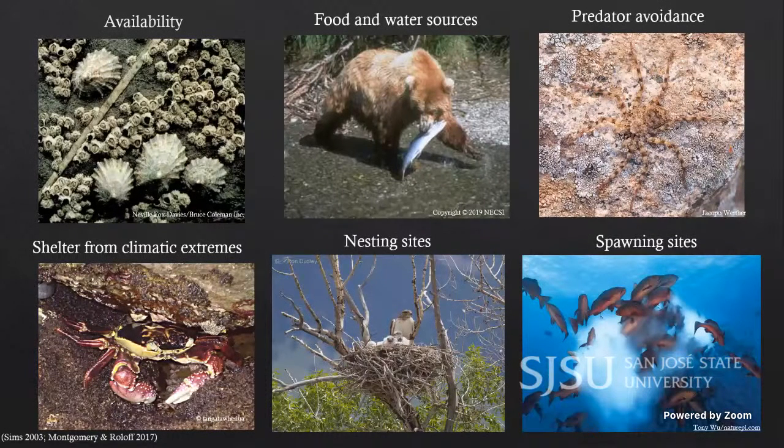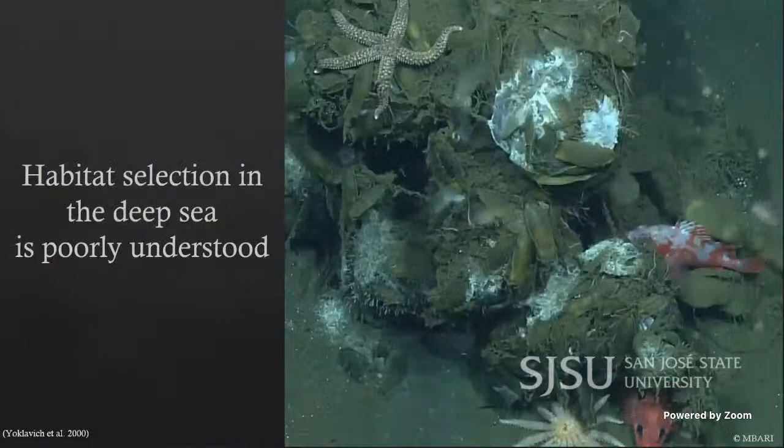And while we do know some things about habitat selection and associations, far less is understood about marine species, and this is specifically true for the deep sea. Habitat selection in the deep sea is poorly understood. This is in part due to it being the largest environment on the Earth and the least studied, and there are a lot of inherent challenges in doing so, so that is all understandable.